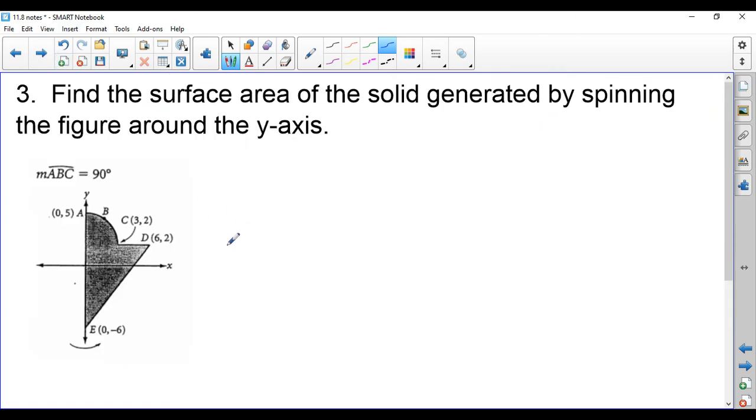One more problem. We're going to find the surface area of the solid generated by spinning this figure around the y-axis. And typically we would have done a whole activity with these volumes of revolution, but that's something that we had to skip this year. So what we're talking about here is taking this figure, which is a quarter of a circle on top of a triangle, and spinning it around the y-axis.